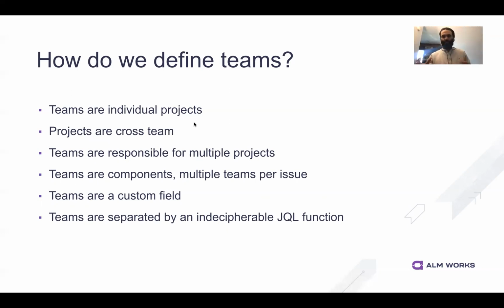We can also have work that's responsible to multiple teams when we're doing components and things like that. So maybe we have an epic that's responsible to multiple teams. Hopefully we're breaking down that work into stories that are individually assignable to teams. But again, seen a lot of variation in this. Of course, there's the option of teams as a custom field. And although I wouldn't recommend it, I see teams as an almost indecipherable JQL function a lot of the time.